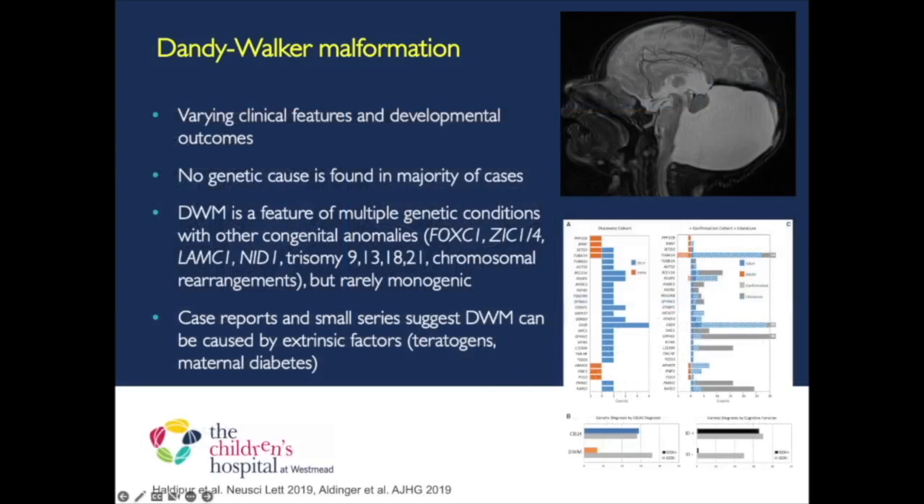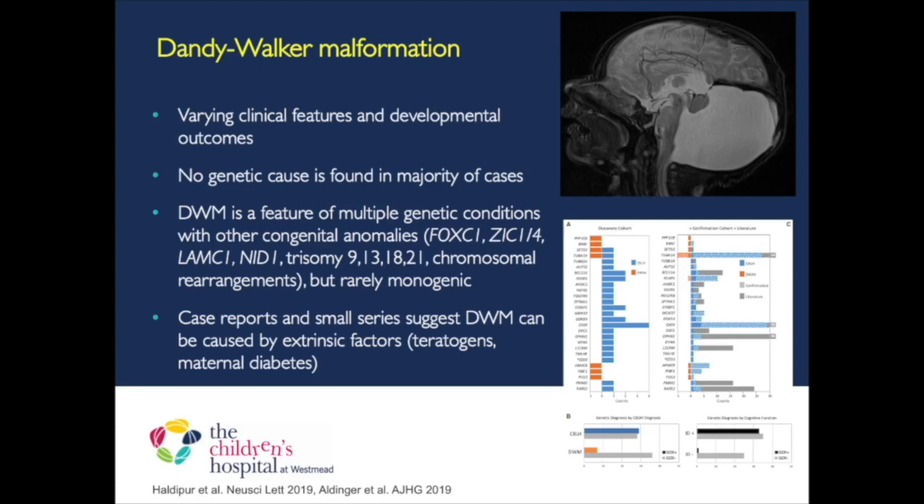So now, once we establish that it's a Dandy Walker malformation, we're actually not at the end yet, because it's not really a diagnosis, right? It's a phenotype. And while the Dandy Walker malformation is a feature of multiple genetic conditions with other congenital abnormalities, in the majority of cases we don't find a genetic cause.